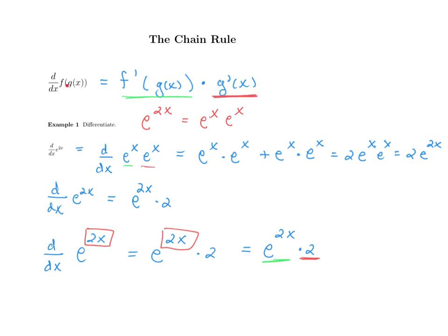So when you have a composition, you take derivatives like you normally do, but if the thing inside your function is not x, you then have to multiply by its derivative.